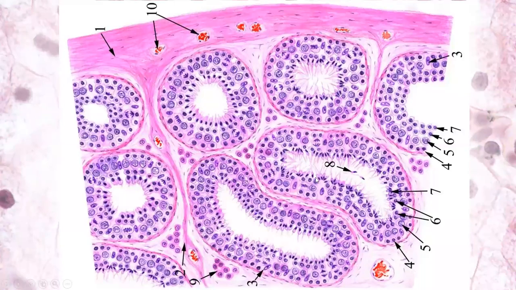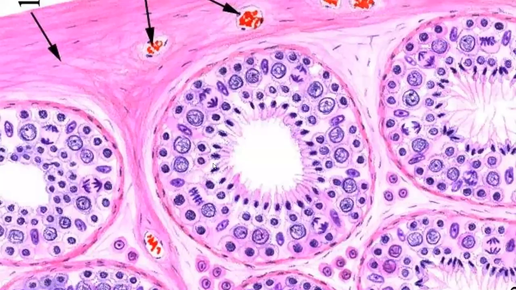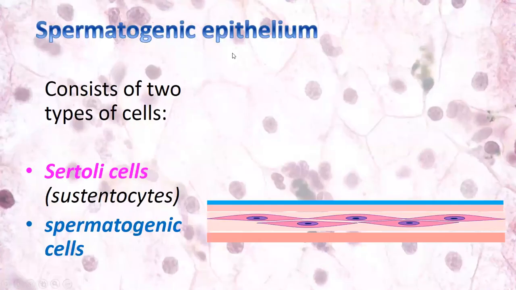And here we can see numerous sections of seminiferous tubules with their spermatogenic epithelium and all other three layers, which are very thin, and which form the wall of convoluted seminiferous tubules. And now let's go to the innermost and the most important layer of the convoluted seminiferous tubules. It's spermatogenic epithelium, which provides spermatogenesis, formation of spermatozoa.